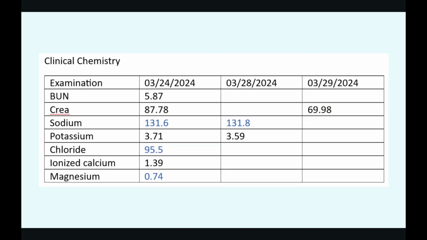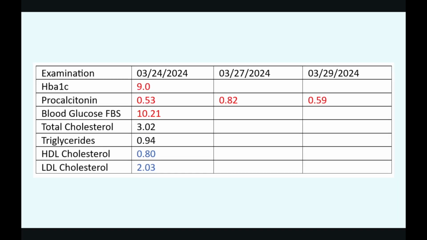With regard to the electrolytes of the patient, there was a low chloride and magnesium of 95.5 and 0.74 respectively, and a consistent low sodium of 131.6 and 131.8 on the 24th and 28th extractions. Some other blood chemistries were also drawn, revealing HbA1c of 9, procal of 0.5 going to 0.59 from 24 to 29, and a blood glucose FBS of 10.21, but relatively low HDL and LDL of 0.80 and 2.03 respectively.